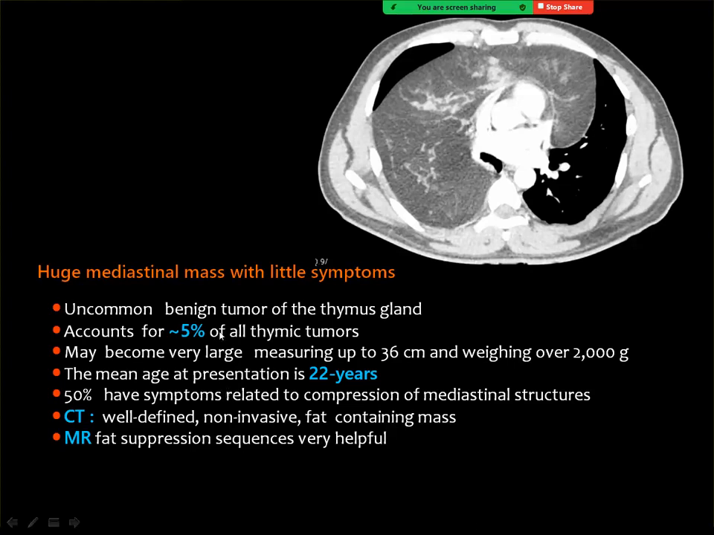Thymolipoma represents about 5% of thymic tumors, and the mean age of presentation is around 20 years. It contains fat with non-invasive characters, and actually it is suppressed on MR fat-suppressed sequences.